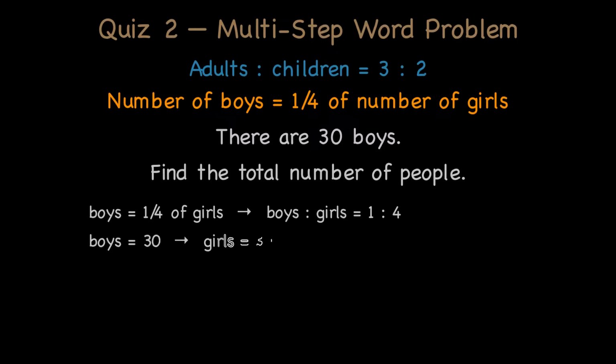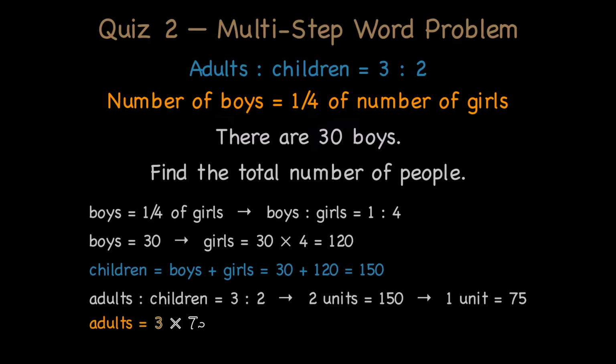Here's the working. Boys to girls is 1 to 4. Boys equals 30, so girls equals 120. Children equals 30 plus 120, which is 150. Now adults to children is 3 to 2. 2 units equals 150, so 1 unit equals 75. Adults equals 3 times 75, which is 225. Total equals 225 plus 150, giving us 375 people. The answer is C, 375 people.